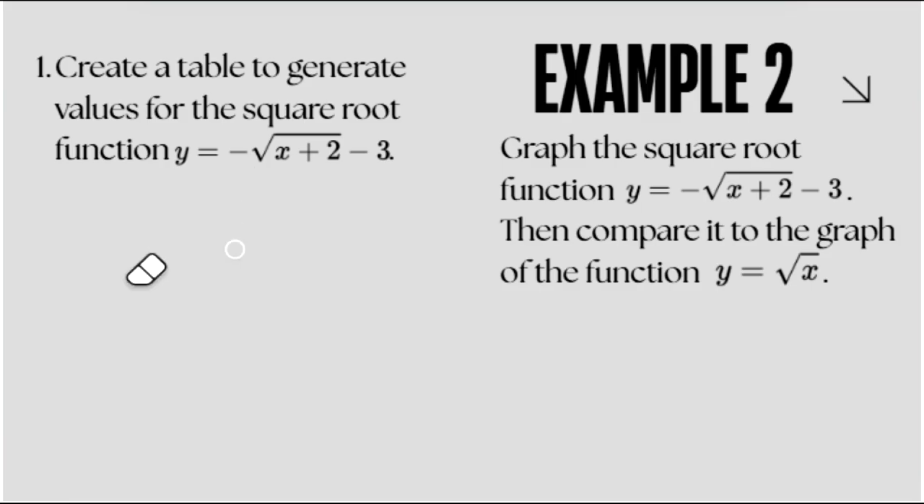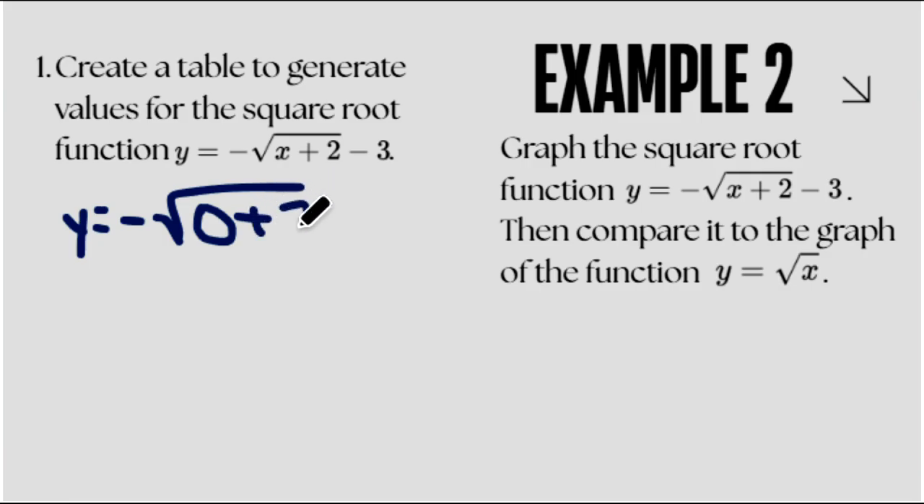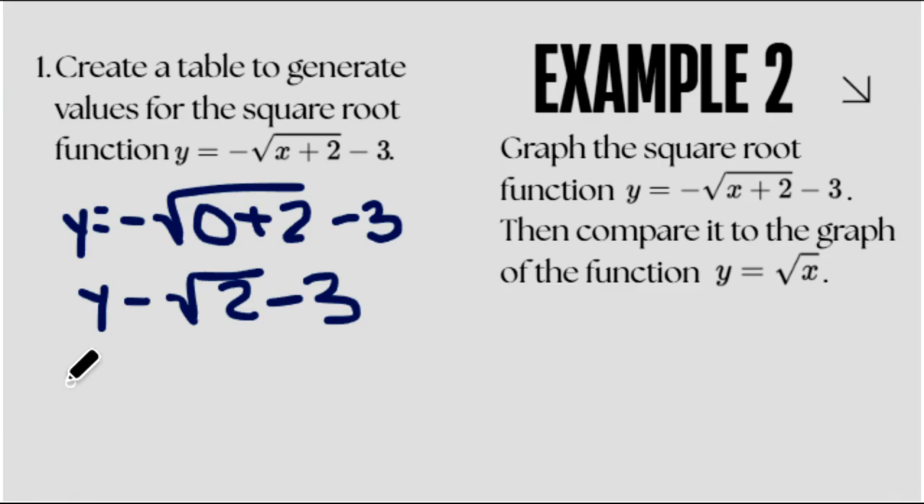Okay, so they want us to create a table to generate values for the square root function. So the way you would do that is you would just take your values for x. So let's start with x equals 0. It would give us y equals negative the square root of 0 plus 2, and then minus 3 outside of the square root. So that would give us y equals negative the square root of 2 minus 3. Let me pull up my calculator and we'll figure out what the square root of 2 is, even though it's going to be a nasty number.